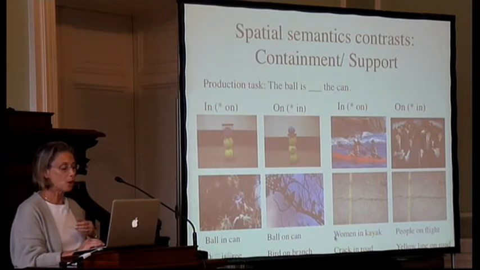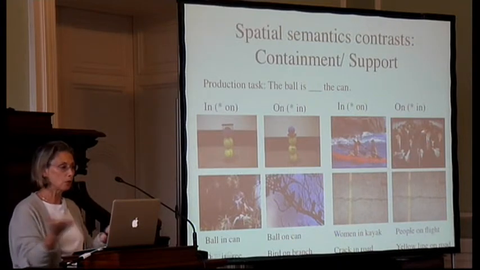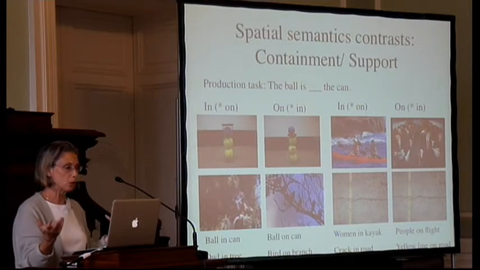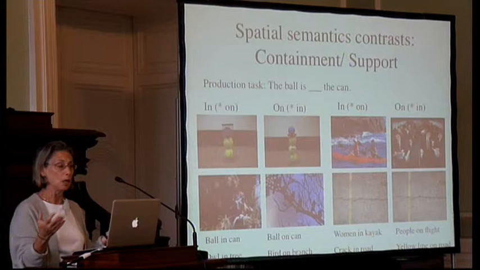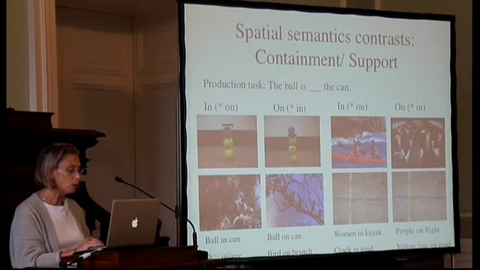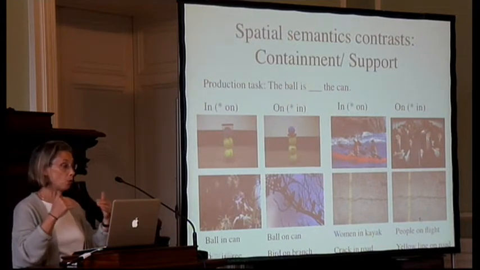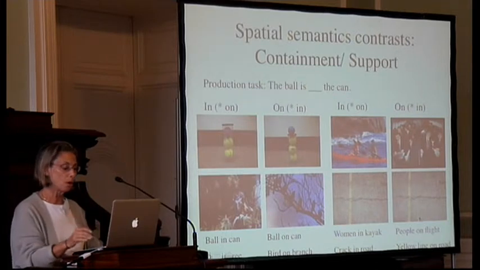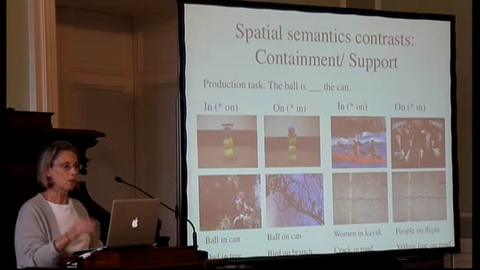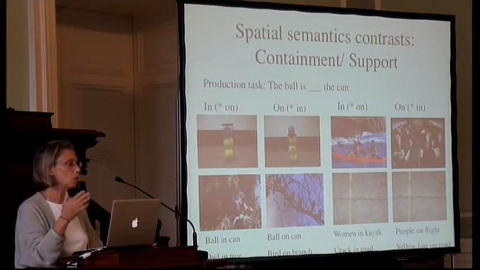We had other cases like women in a kayak, versus people on a flight. So taking different conveyances where in versus on is the most natural preposition, but these are really, really subtle things. They're not things that would hit us in the face. Or cracks in the road, but a yellow line on the road. So depending on what your figure object is, you'll use an in or an on. And we tested people on their production of these things, and we looked at their accuracy in terms of the age of immersion.